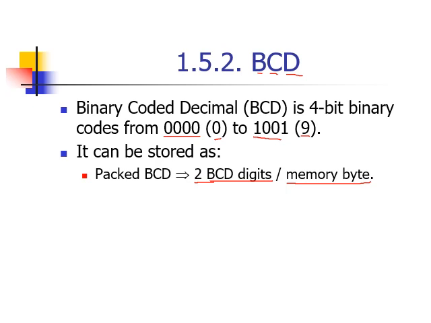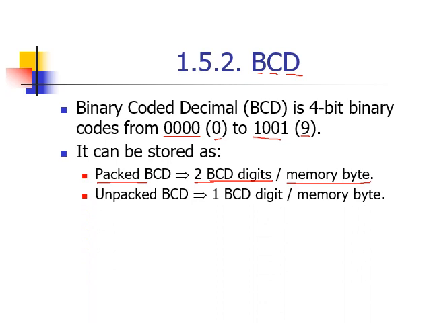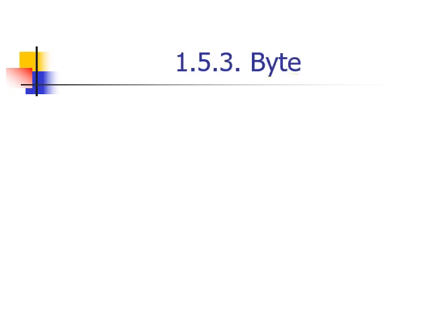So you can store 2 binary coded decimal digits in a memory location which is a byte wide. If you do so, we call this packed binary coded decimal storage. If you choose to store only 4 bits in a memory byte, we call this unpacked binary coded decimal storage. So you can store 2 binary coded decimal digits in a byte or 1, depending on the available memory space you have in your system.